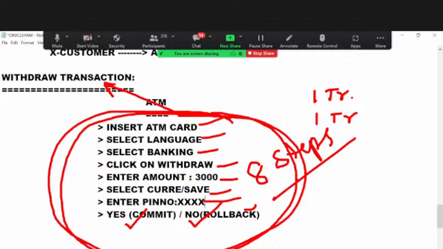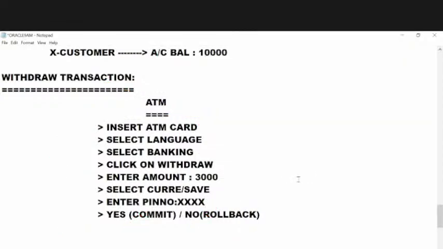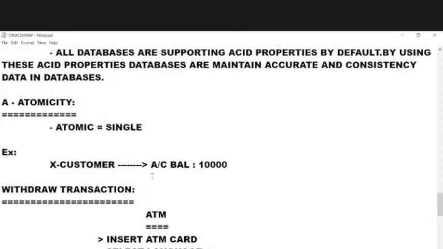Okay, now how will these 8 steps be treated as one transaction by your server? With the help of which property? Atomicity property. Atomic is nothing but what? Single transaction. Do you understand my point now?